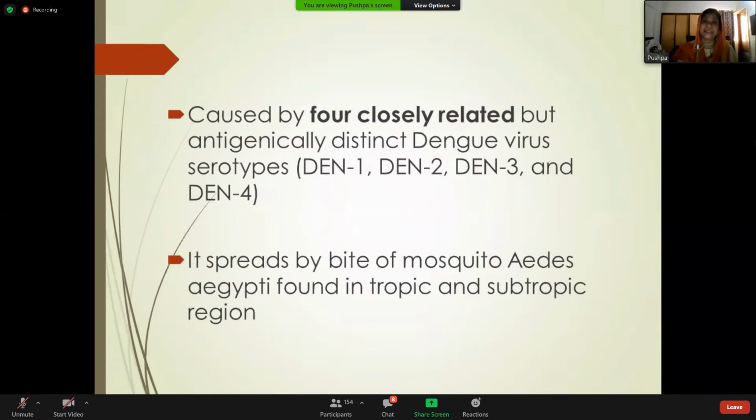This dengue has 4 serovars: dengue 1, dengue 2, dengue 3, and dengue 4. They are antigenically different, distinct dengue viruses. They are 4 different dengue viruses. It is spread by the bite of Aedes aegypti mosquitoes, found in tropical and subtropical regions.